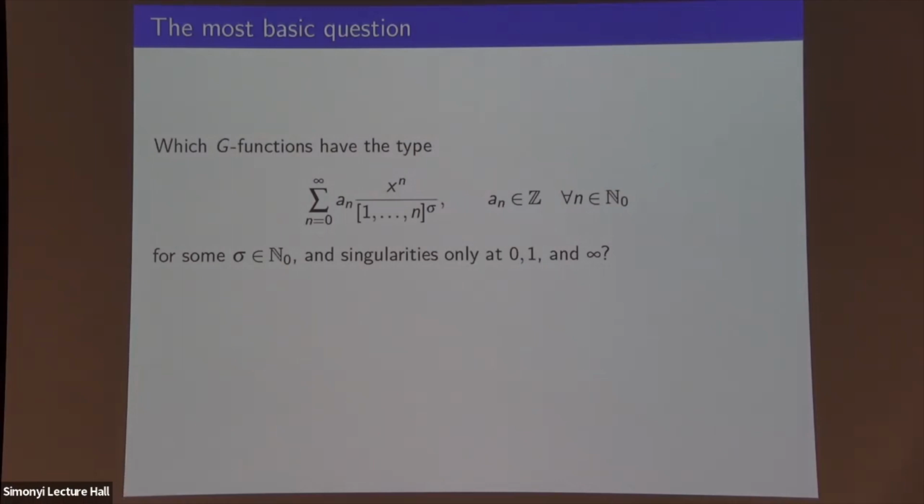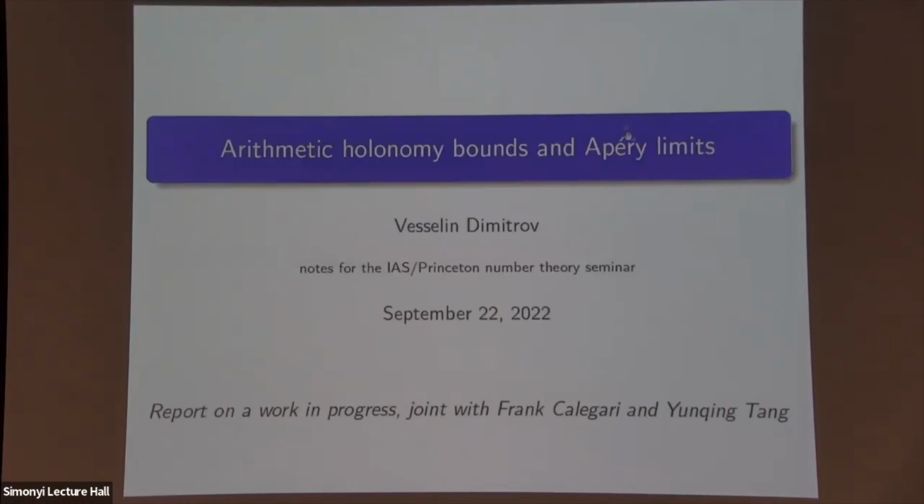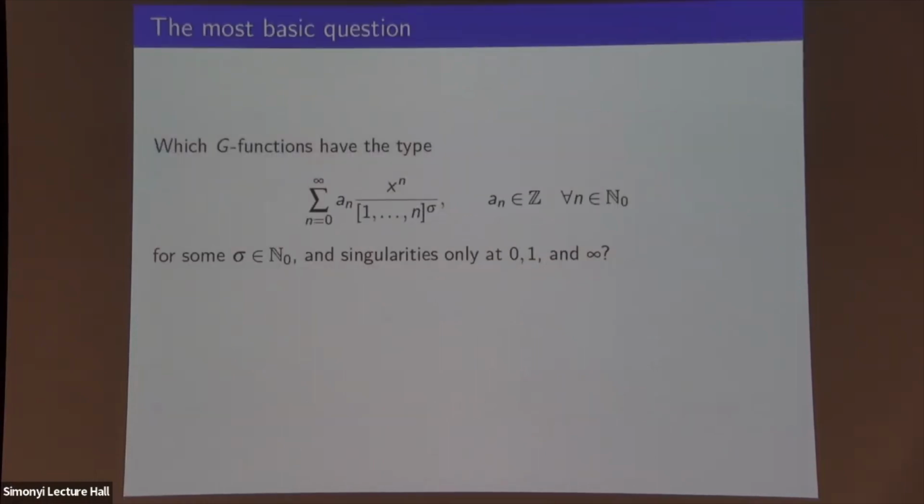So I will speak on our work in progress with Calegari and Tang, which is a sequel to a topic that was reported last year in the number theory seminar. This was the unbounded denominators conjecture in non-congruence modular forms. And I would like to show what else the ideas in the proof can be used for. I'll start with a basic question in most elementary terms.